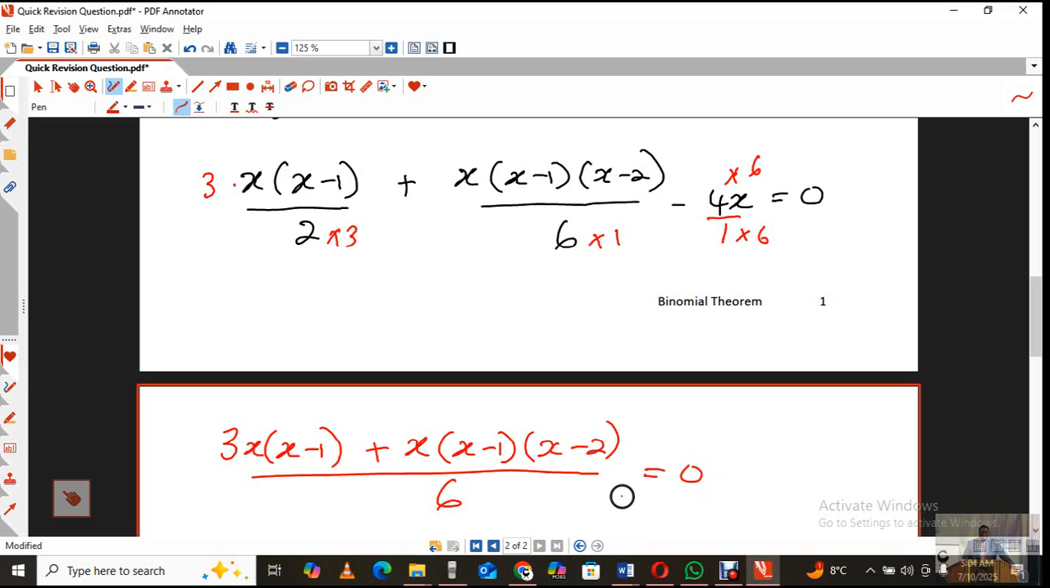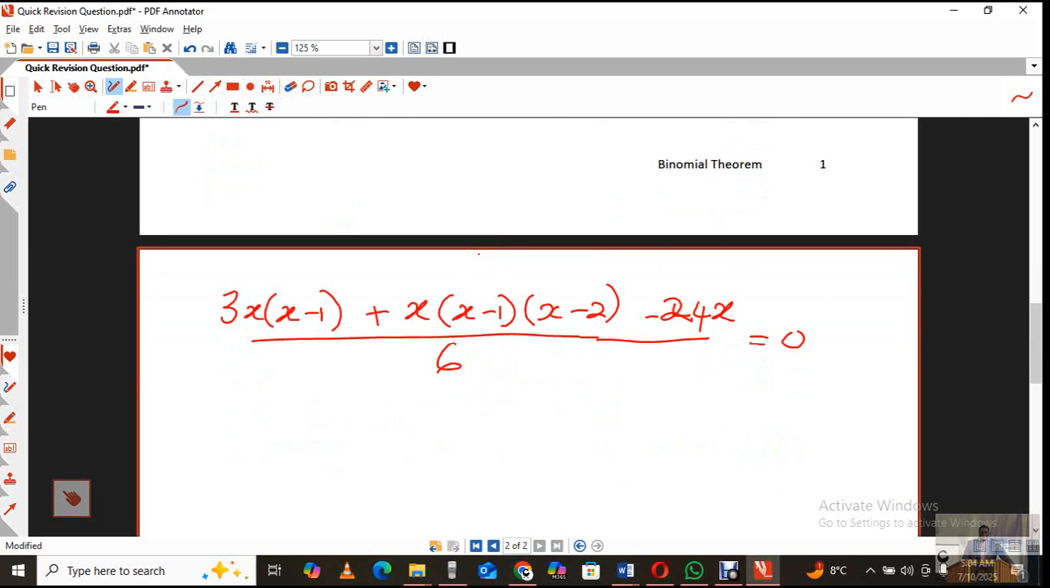So of course there's that minus 4x. Let's just bring it in here. So you have got the minus 24x now. And I hope you can see that now. That is 4 times 6 is 24. Okay. Right. Multiplying throughout by 6 in order to clear the denominator.